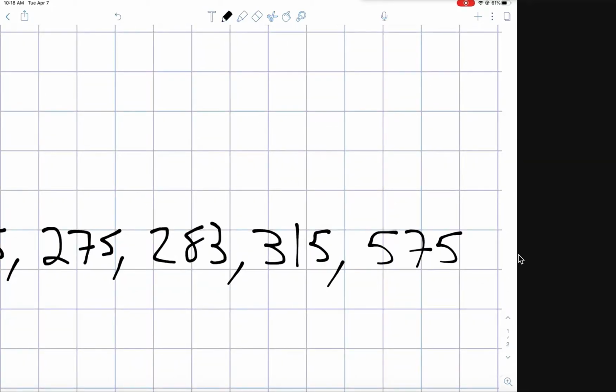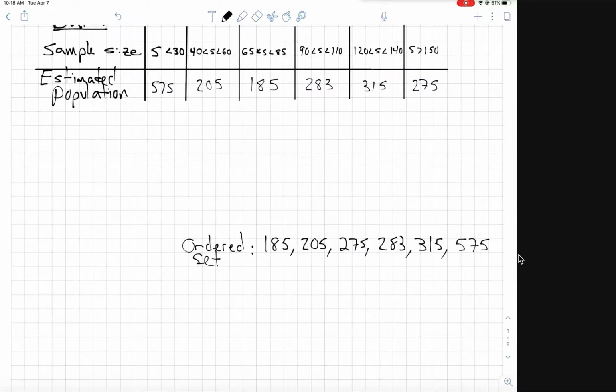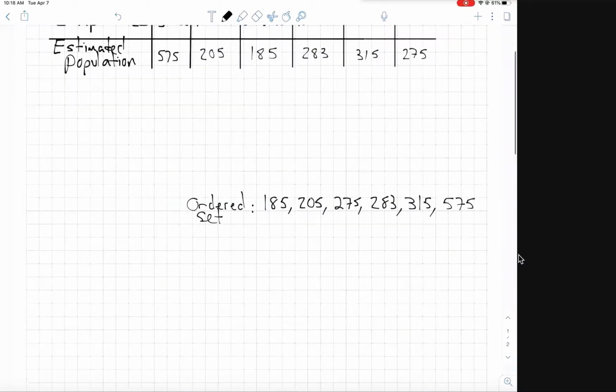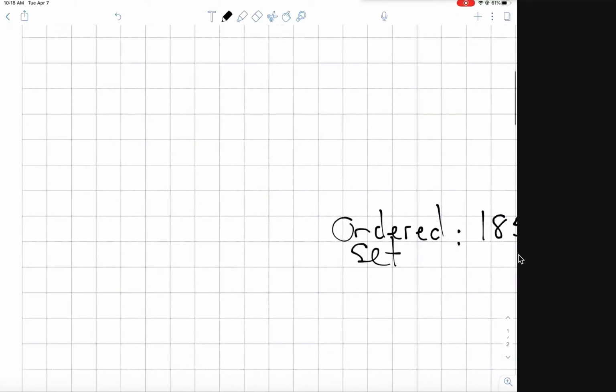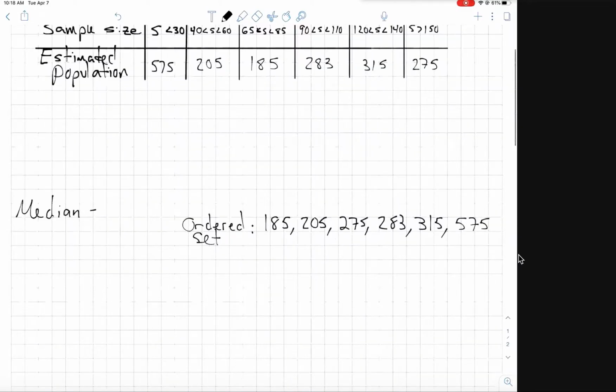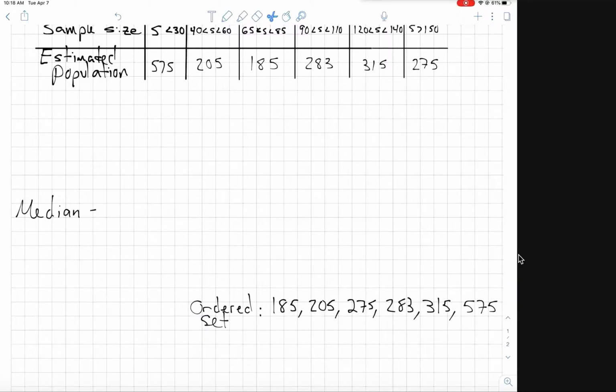Okay. Now we have our ordered set. And you guys said you want me to find the median. How do I find the median of this ordered set?